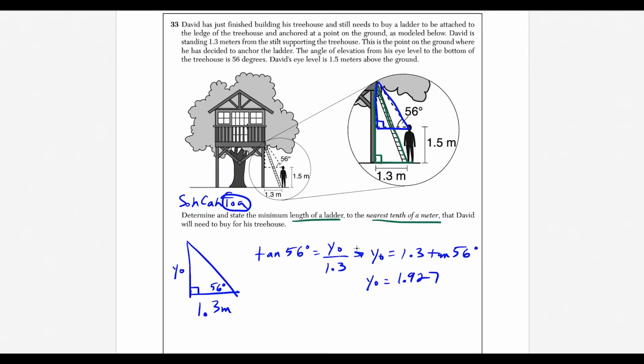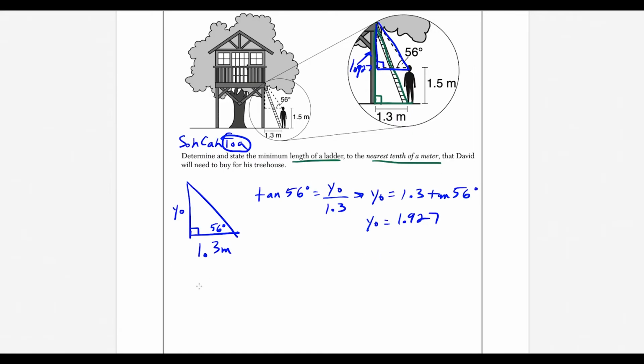So now that we know the length of y naught, which is this part over here, that's going to be 1.927. Now I'll make this a little neater. So we have 1.927. We could go ahead and draw and label the green triangle. The green triangle here, I'll just draw on the bottom, once again also has a length at the bottom of 1.3 meters. And now we just have to combine what we found over here.